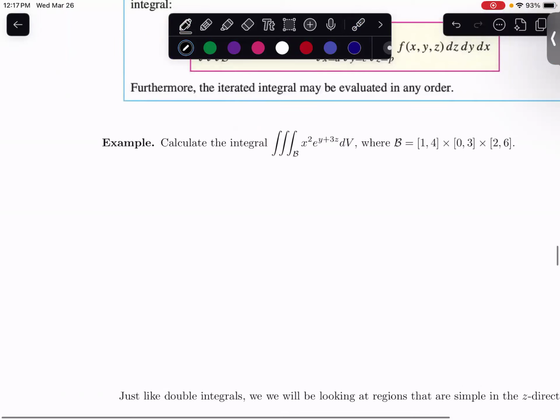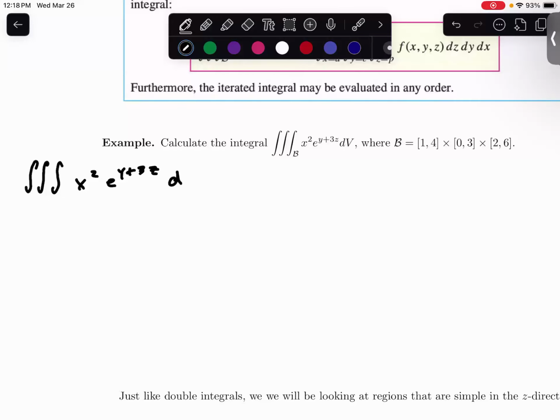These always take a lot of writing to go through, unfortunately. So we have this triple integral of x squared times e to the y plus 3z. Again, it doesn't matter what order you do these integrals in. z is the new variable, so let's do it with respect to z first. Why not? So we'll do the integral with respect to z first, and then y, and then x. So z ranges from 2 to 6, y ranges from 0 to 3, and then x ranges from 1 to 4.